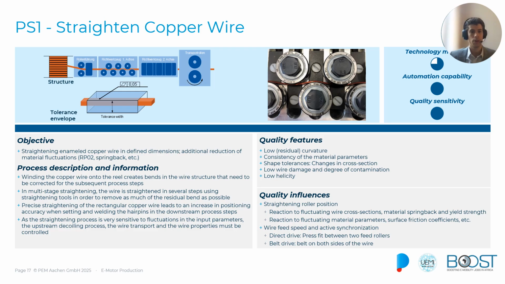The quality is directly bound to the quality of the wire in terms of damage and contamination, as well as the consistency of the material parameters, especially the temperature in the production environment. And the quality of this process is influenced by the position of the straightening rollers and the speed of the wire feed.